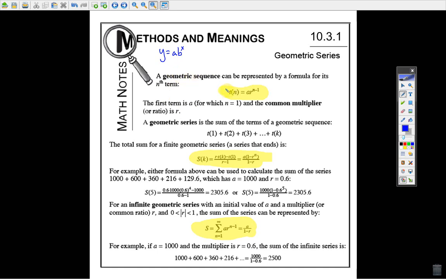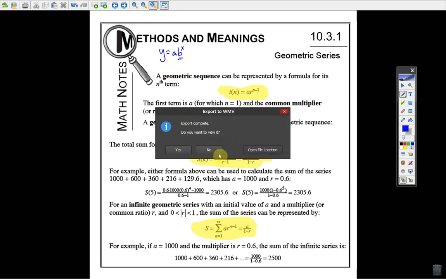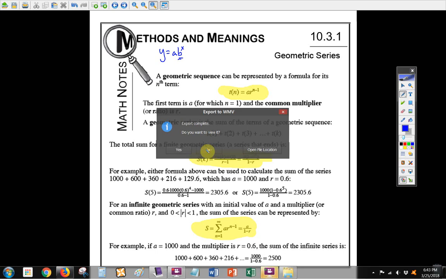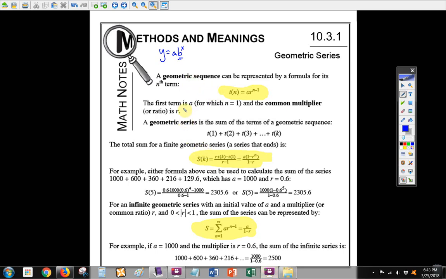In this case, we're going to rewrite that as t of n equals a times r to the n minus 1, where a is our first term, r is the common multiplier, the ratio, which is what we had for b when we were doing exponential equations. So let's take a look at it.